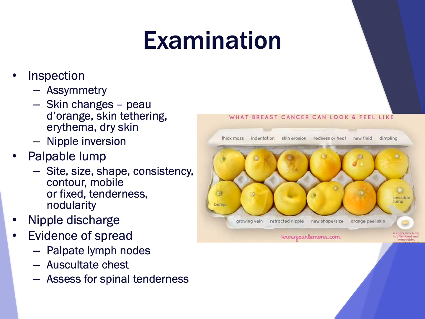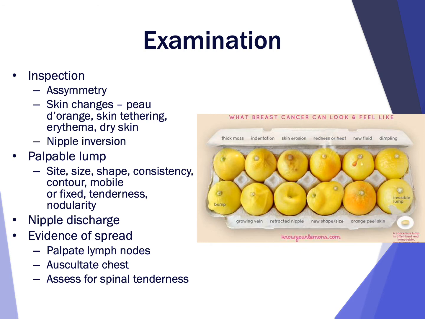We want to look at examination, and this is the image that I was talking about. I know it's lemons, but it does have a good way of showing you what type of things you're looking for. So you're looking for any asymmetry. So between the two breasts is one supposedly normal, and the other one you can see a lump, or you can see an indent, you can see puckering of the skin, the peau d'orange as we describe it, the orange peel skin. Is there a retracted nipple on one side and not the other?